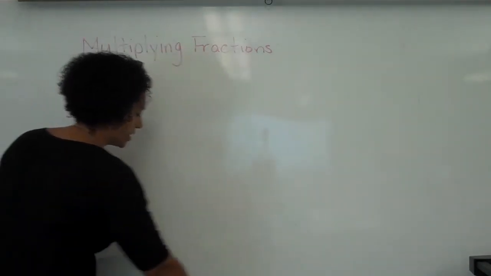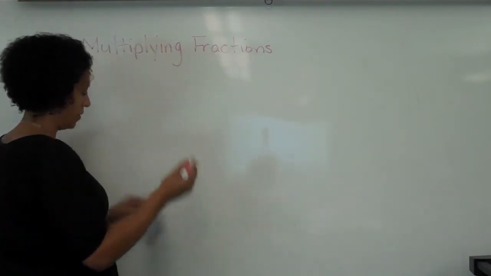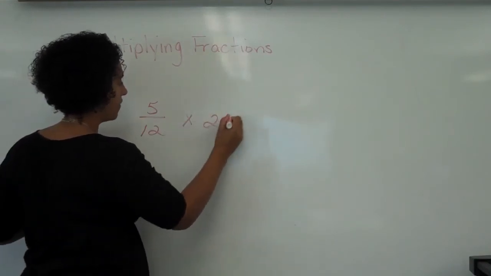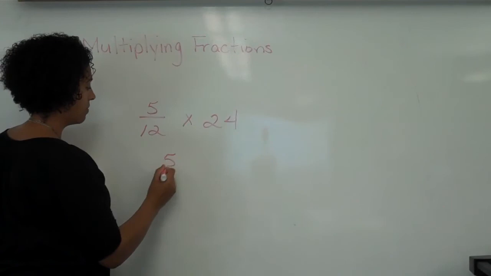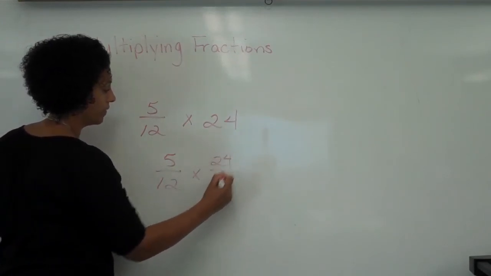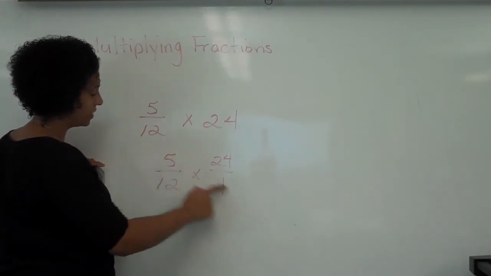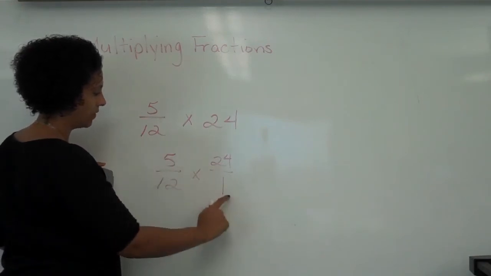We're going to go 2 more together, and then I'm going to leave you with 3 to do on your own. 5/12 times 24. Again, step 1, make this whole number a fraction by putting a 1 underneath. So we have 24 over 1. And we're going to cross-simplify. I'm looking here first. I can't simplify 1. It's in its smallest form, so I'm not cross-simplifying here.